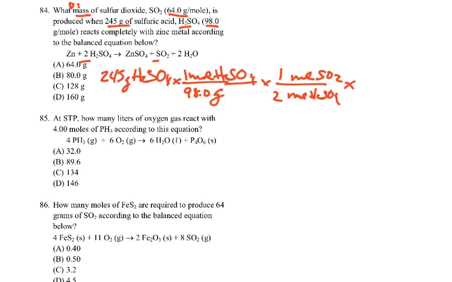And the last thing is what mass, so I need to go from 1 mole of SO2 to grams of SO2, and again that number is given, it's 64.0. And when I do this whole problem, the grams drop out, moles drop out, moles drop out, and I'm left with grams: 245 times 64 divided by 98 divided by 2. And the answer comes out to be B. You just do that with your calculator.